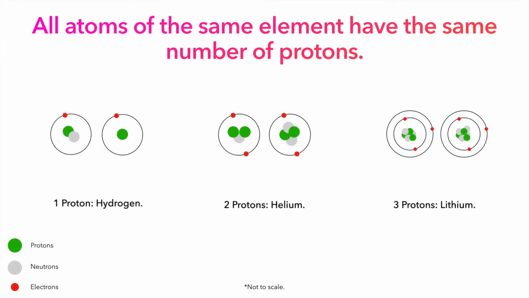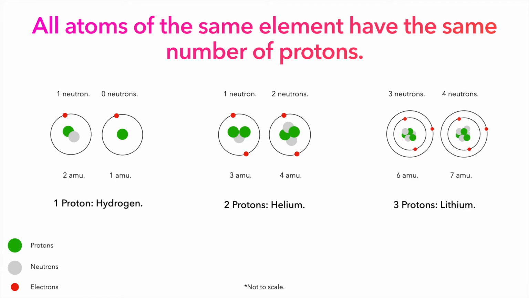In previous videos, we've established that elements are defined by the number of protons in their nucleus. All atoms of the same element have the same number of protons. I've also mentioned that atoms of the same element can have varying numbers of neutrons in the nucleus, giving different atoms of the same element different atomic masses.